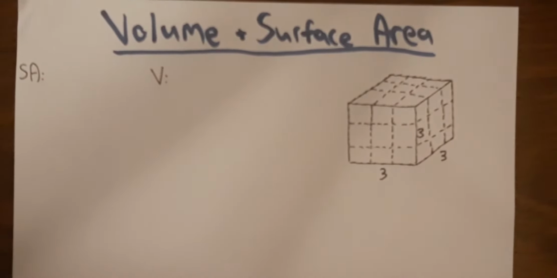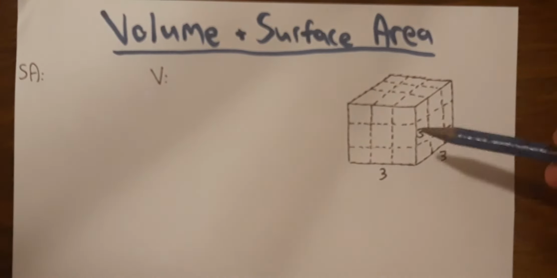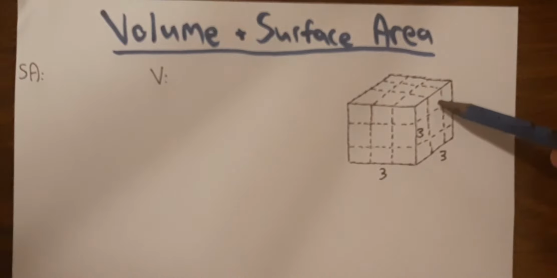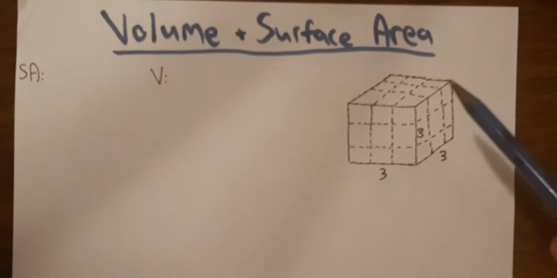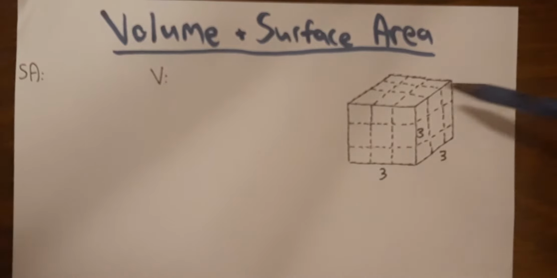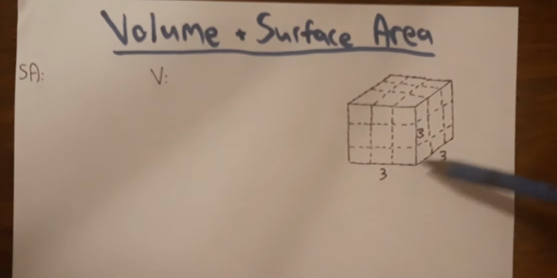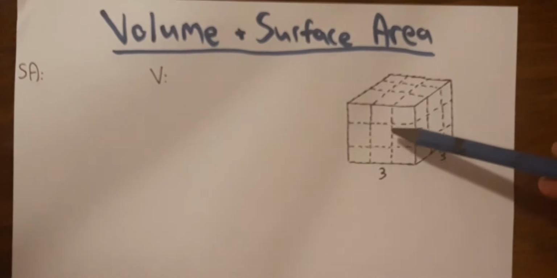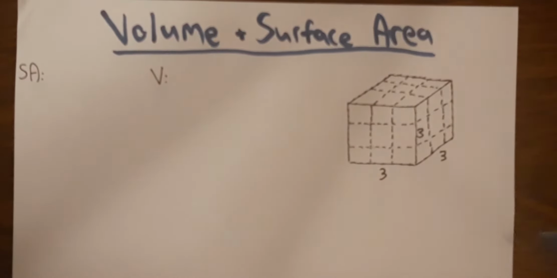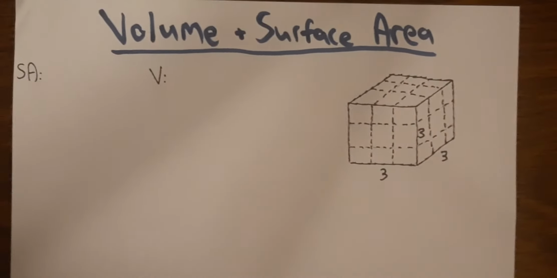All right. Surface area basically means the area of all of the different sides added together. So this is a cube, right? So there's a front, there's a back, there's a top, there's a bottom, there's a side, and there's another side. So surface area, you find the area of all of those sides, and then you add them together. All right? Volume is kind of like a 3D area.